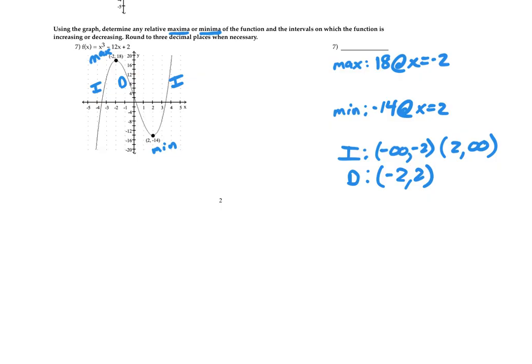And same instructions as the previous problem on 6. No brackets. Don't worry about brackets. Because at this point here, it's neither increasing or decreasing. This is where it hits its point and it's going to go right back up. So we don't include 2. That's just where it changes its direction. Okay, questions on that one?